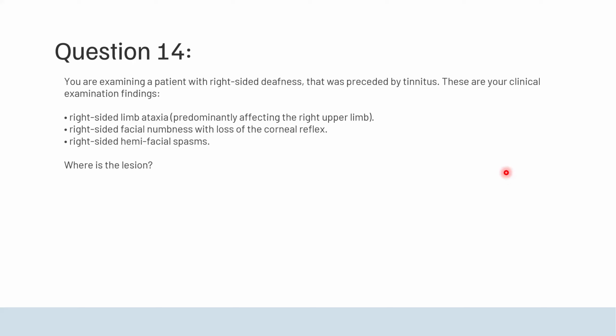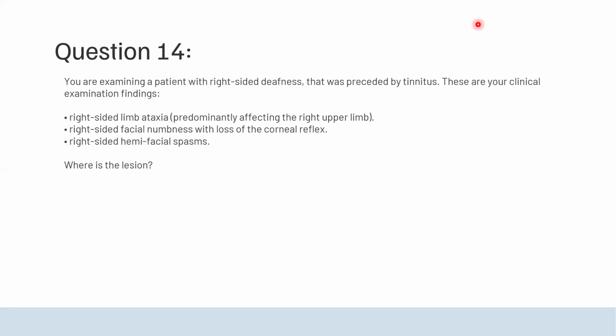Lateral, okay. Right or left? Right. Perfect. Absolutely. So this is right lateral pons because everything's on the right, first of all.